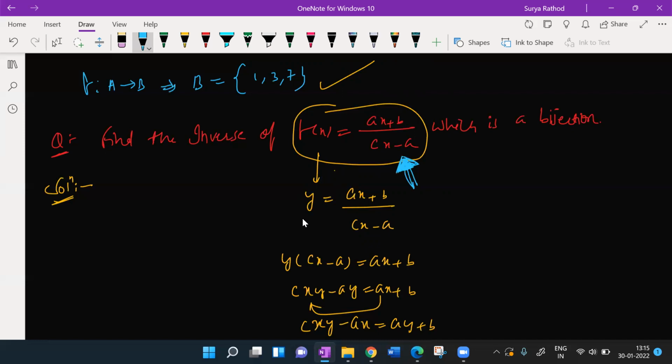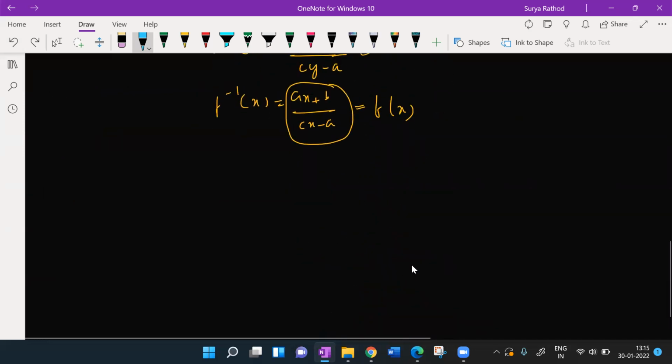This is what I got. Clear? So f inverse of x is equal to f of x, I got. So find the inverse of x, which is bijective. Bijective is nothing but injective and surjective both. So look at this now. Similarly, we have other questions we need to find out.